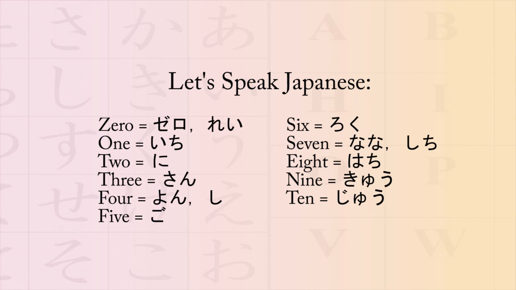So anyway, I just wanted to cover these, and if you were to count and recite the numbers from 0 to 10, then it will go 0 or re, 1, 2, 3, 4, 5, 6, 7, 8, 9, 10, with 0 being either zero or re.